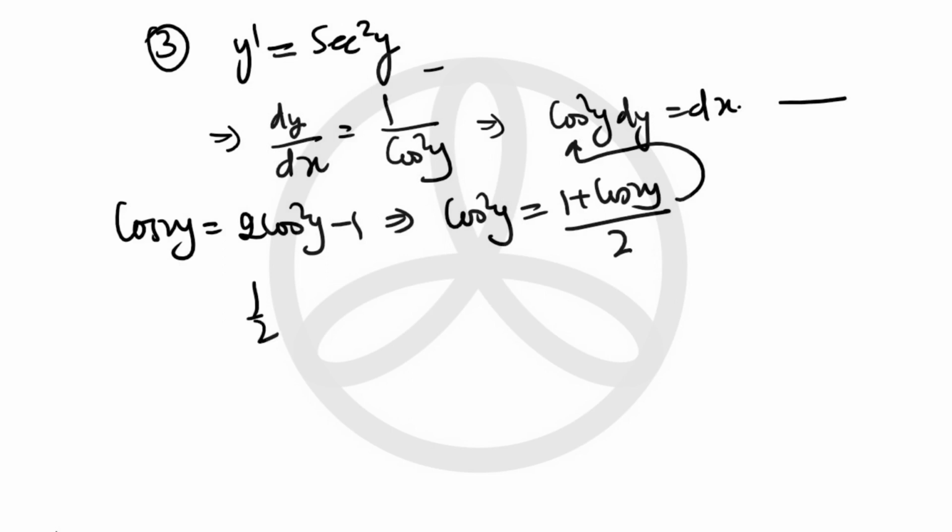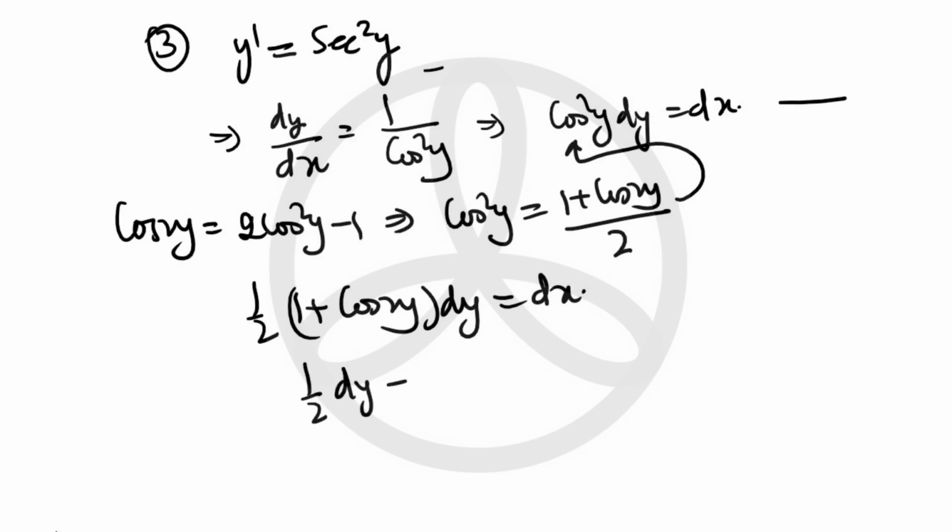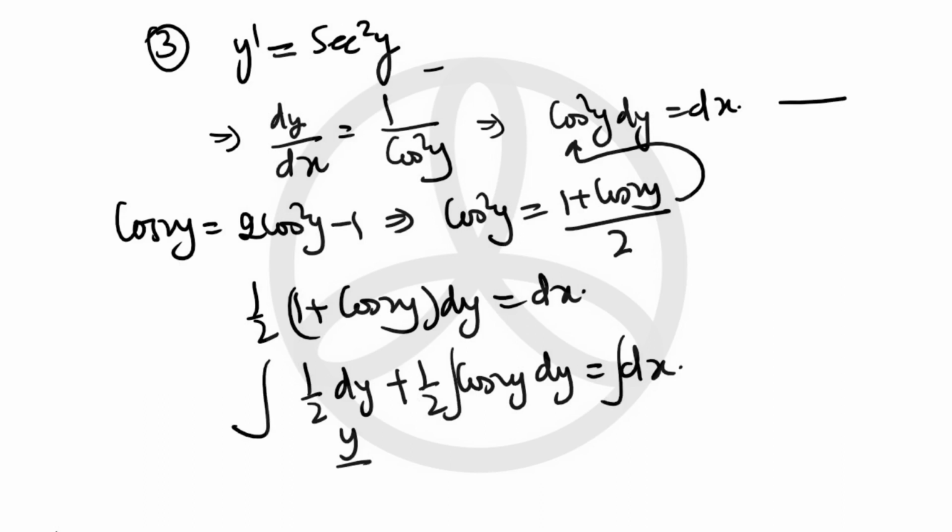So I will write half (1 plus cos 2y) dy is equal to dx, and this will be half dy plus half cos 2y dy is equal to dx. When we apply integration on the entire expression, we get y by 2 plus, this is half, and cos will become sine 2y divided by 2, and this is x plus c.